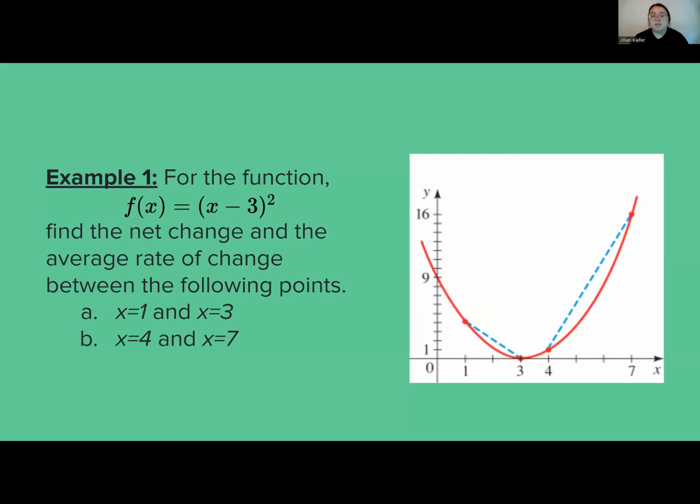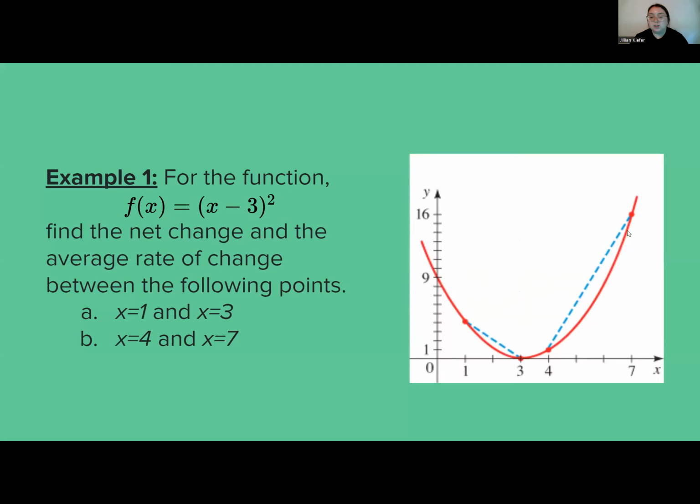So for the function f of x is equal to (x minus 3) squared, we want to find the net change and the average rate of change between the following points. A, we want to look at x is 1 and x is 3, and B, we're looking at x equals 4 and x equals 7. We have an image here to go along with this.